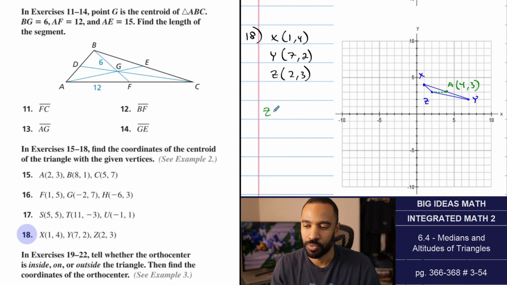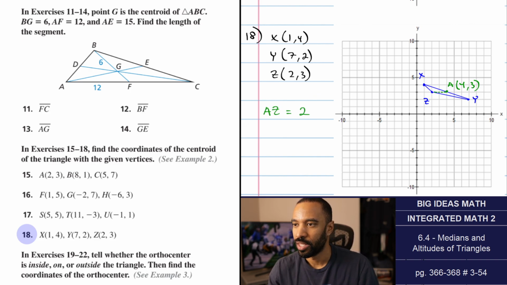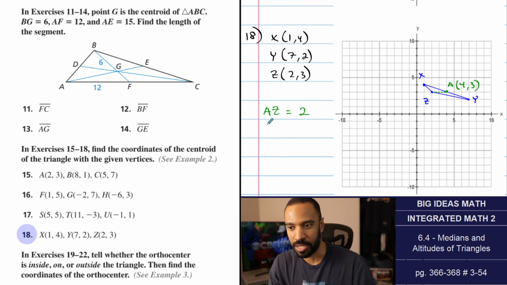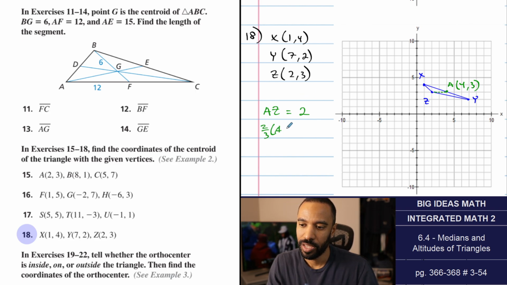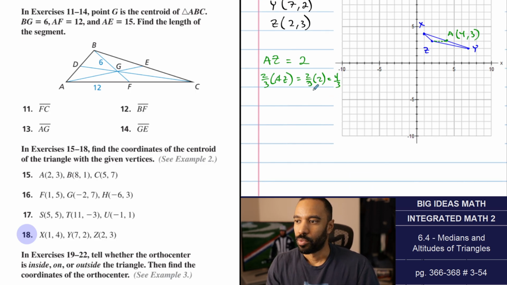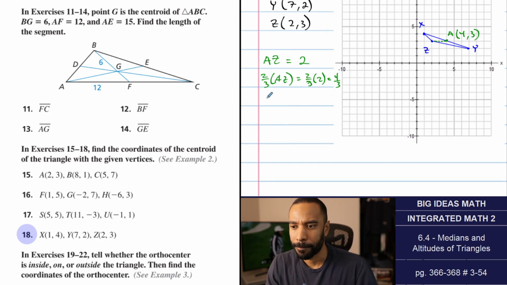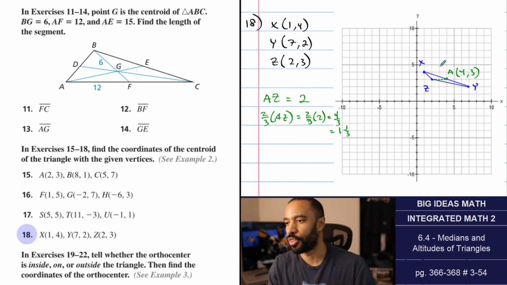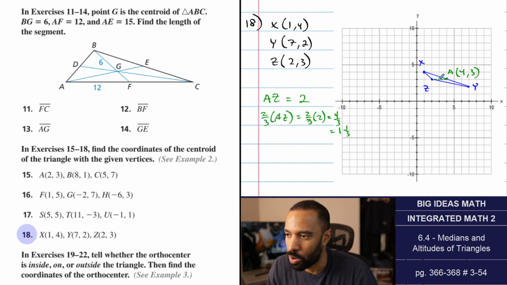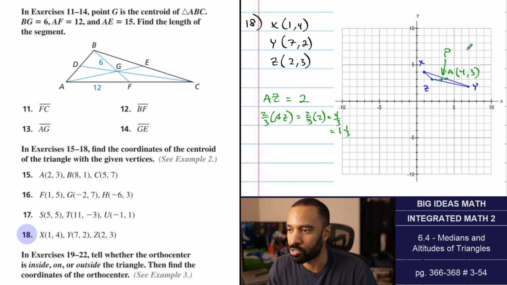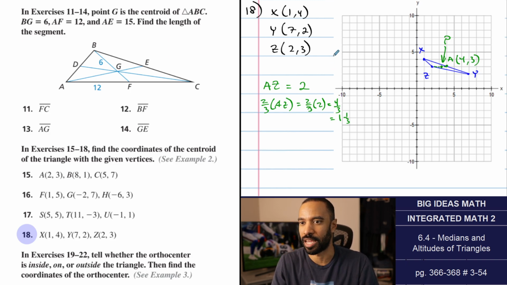Now that length is 2. We got to take 2/3 of 2 and do that length from Z. 2/3 of AZ is 2/3 of 2, which is 4/3, which is also 1 1/3. Okay, we're going to go 1 1/3 away from Z to get there. So 1 1/3 like that. And so P is right inside there. I know it's going to be hard to deal with because it's just so small right there. But that should be P.